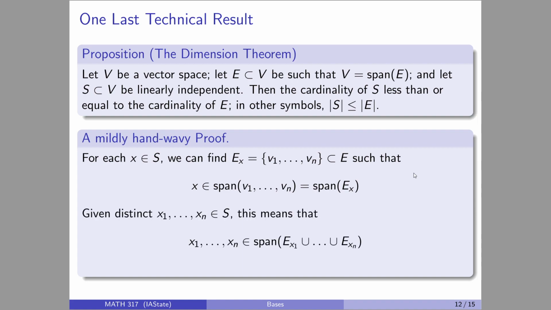So what does that mean? That means that if I take a distinct number of things out of S, it has to live in the span of the union of all of these sets EX. So note what I did here. For each X out of S, I associated a subset of things out of E. X1 is in the span of EX1, X2 is in the span of EX2, so on and so forth. So if I union all those up and span them, then those vectors X1, X2, and so on need to live in that span. Okay.